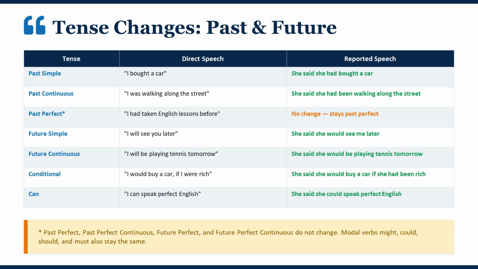Moving on to future tenses. Future simple uses "will," and in reported speech, "will" changes to "would." So "I will see you" becomes "she said she would see me." Future continuous follows the same pattern. "Will be playing" becomes "would be playing." For conditionals, "would" stays as "would." And "can" changes to "could." "I can speak" becomes "she could speak."